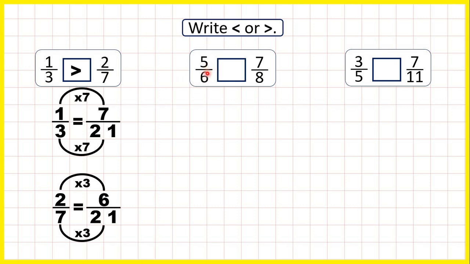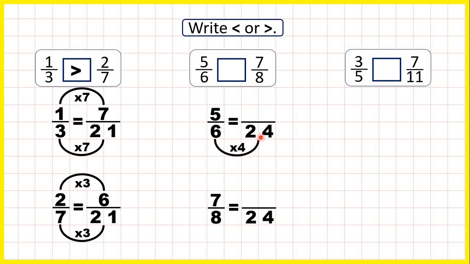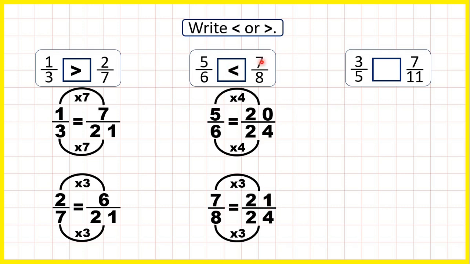Now, 5/6 and 7/8. Again, we need to find 2 equivalent fractions. And we can use the common denominator of 24, because 24 is in both the 6 and the 8 times tables. It's the lowest common multiple of 6 and 8. So 6 times 4 is 24, 5 times 4 is 20, 8 times 3 is 24, and 7 times 3 is 21. So 7/8 is our larger fraction.